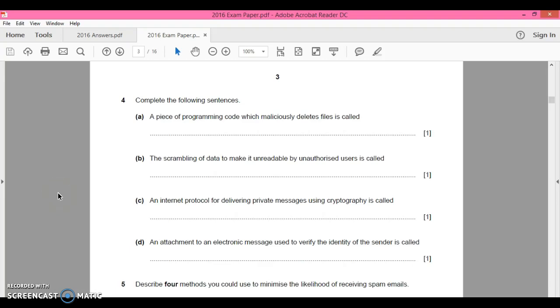Okay, so for the next set of questions, basically what you just need to do is read what it says and not be overcome by the way they're asking the question. Okay, so a piece of programming code which maliciously, so that means with an intent to destroy, intent with malice, maliciously deletes files is called. Okay, so that should be the most obvious one.